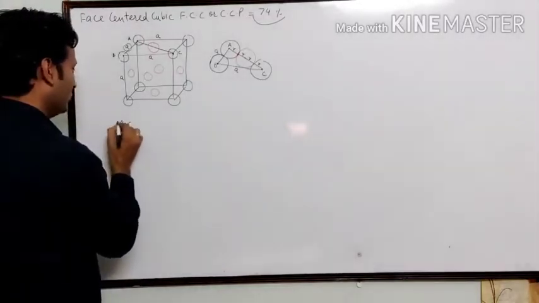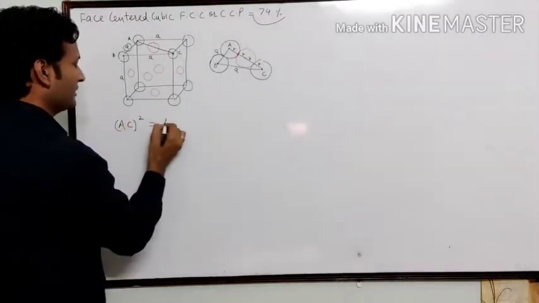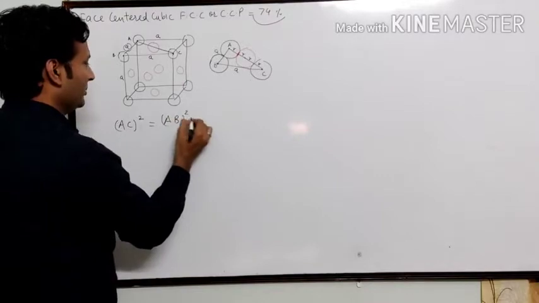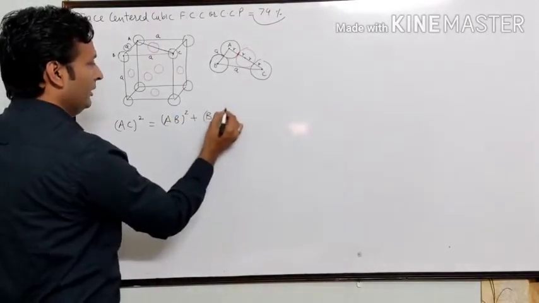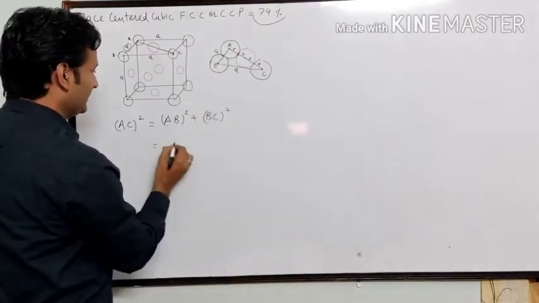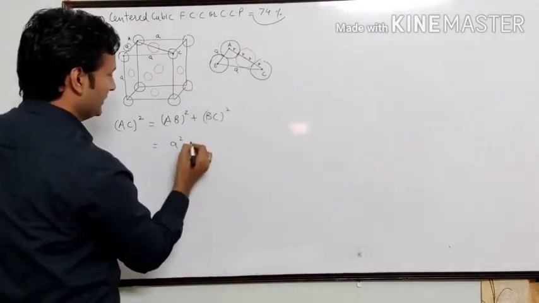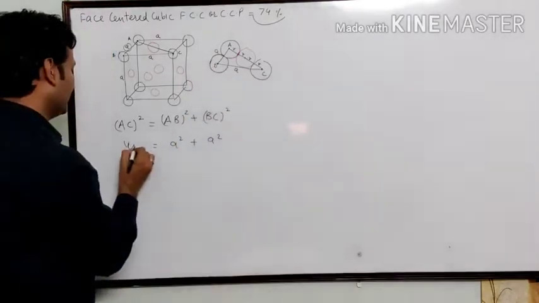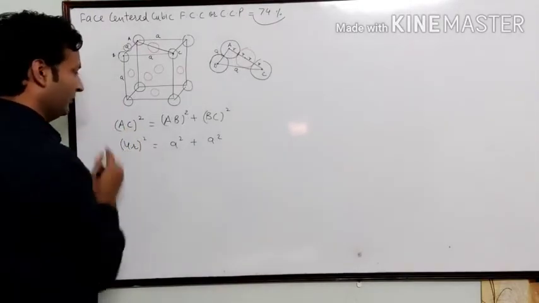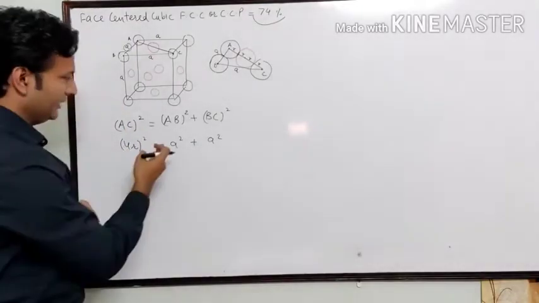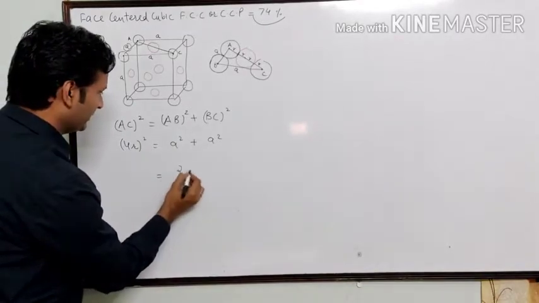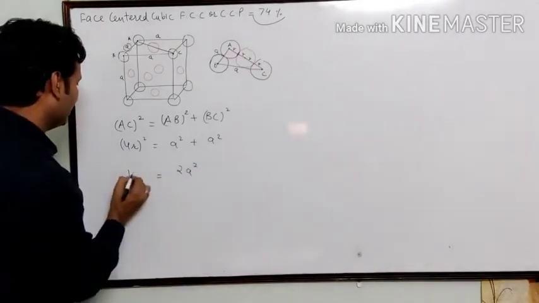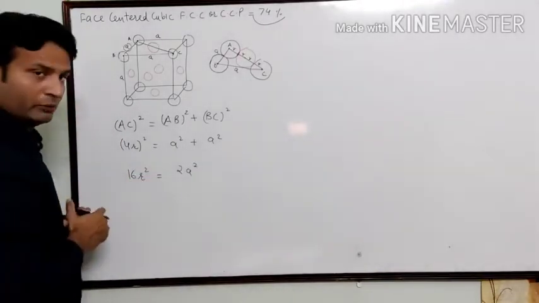It means according to Pythagoras equation, AC square is equal to AB square plus BC square. What is AB? AB is A square. What is BC? BC is also A square. And what is AC? AC मैंने आपको बताया कि मैंने इसे 4r माना. It means 4r square. Now what is this? A square plus A square. I can write it is 2A square. And what is this? 16r square.